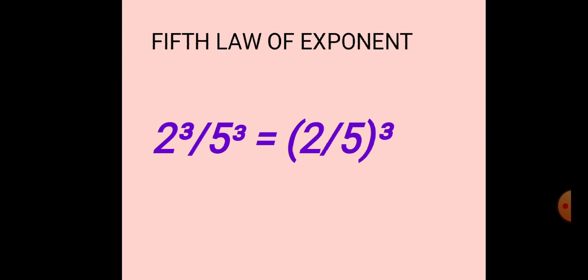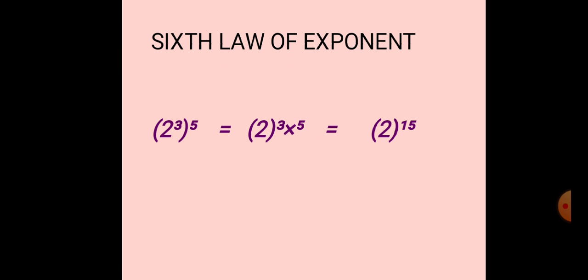Fifth law of exponent is a raised to the power m upon b raised to the power m, that is equals to a upon b, whole raised to the power m. In this case, powers are same in division but bases are different. So I can take the example 2 raised to the power 3 upon 5 raised to the power 3. So I can write in the bracket 2 upon 5, raised to the power 3.